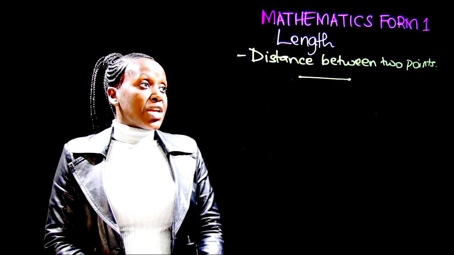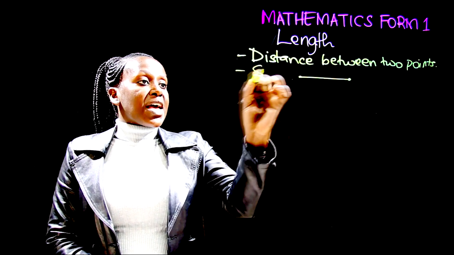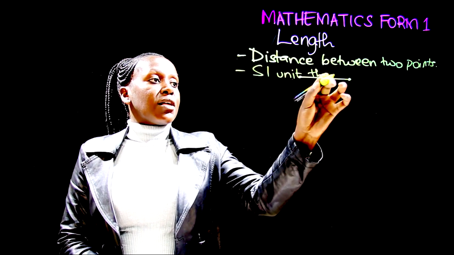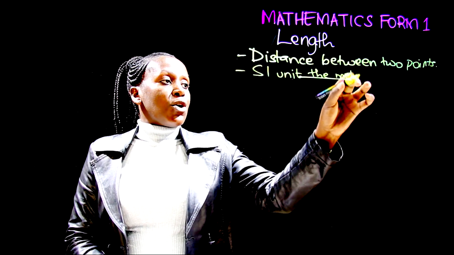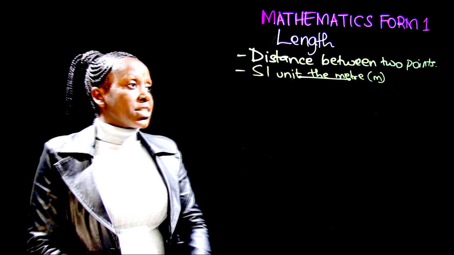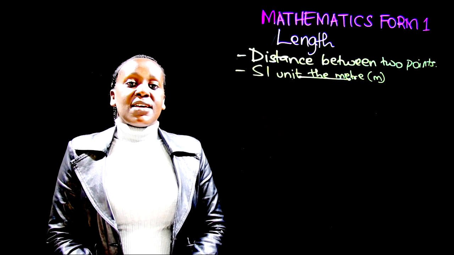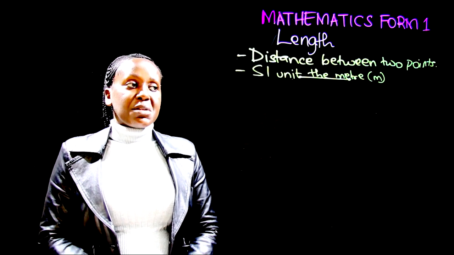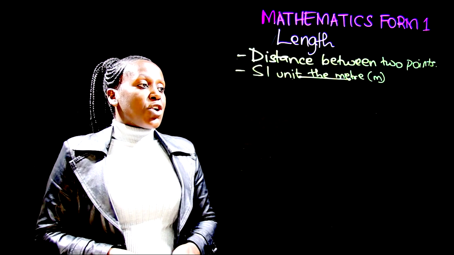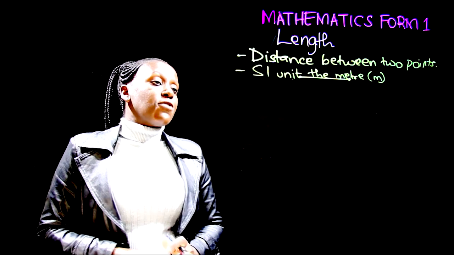Now we have several units that are used to determine length, but the major unit, which is the SI unit of length, is the meter. Okay, the meter, which is represented by small m. However, we have other units such as kilometers, hectometers, decameters, meters, decimeters, centimeters, millimeters, micrometers, and so on. So we are going to look at the common units that are used in measurement of length.